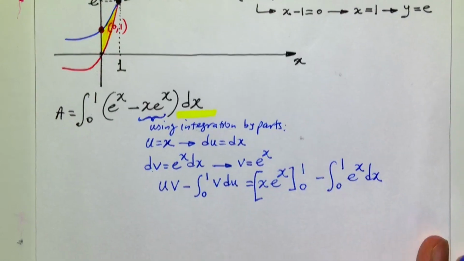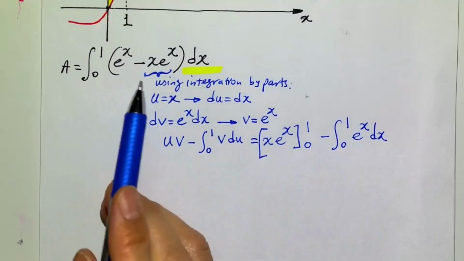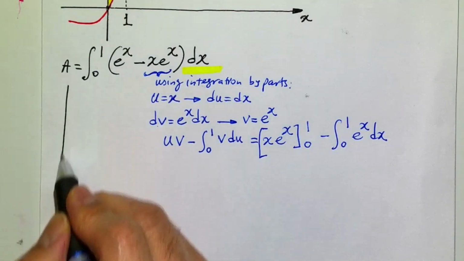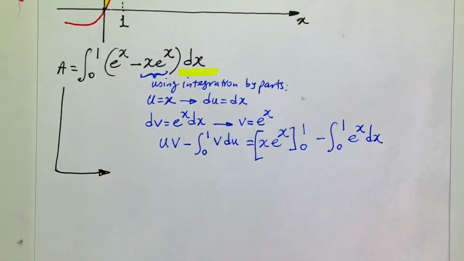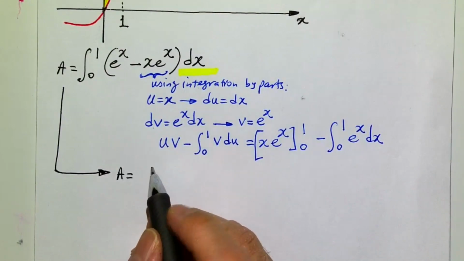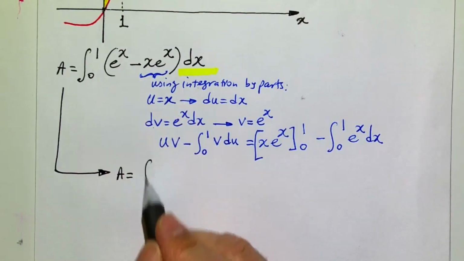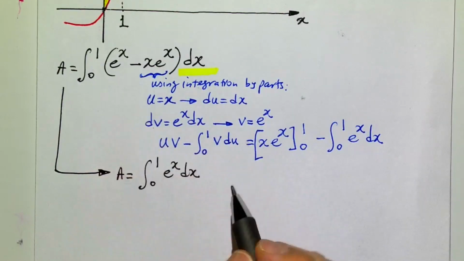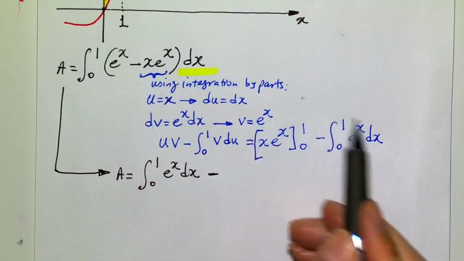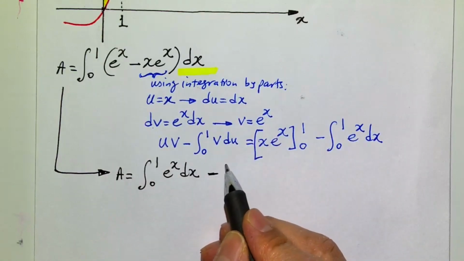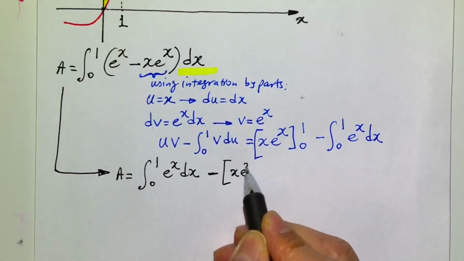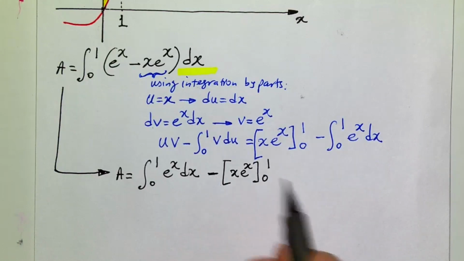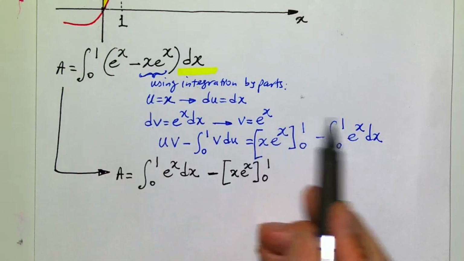Now, after doing all this work for integration by parts, let's rewrite this integral in the new way. We're going to separate this and say the integral from 0 to 1 of e to the x dx minus all of this. So minus x times e to the x from 0 to 1 minus, as I do this, I'm going to distribute this minus into both these terms.